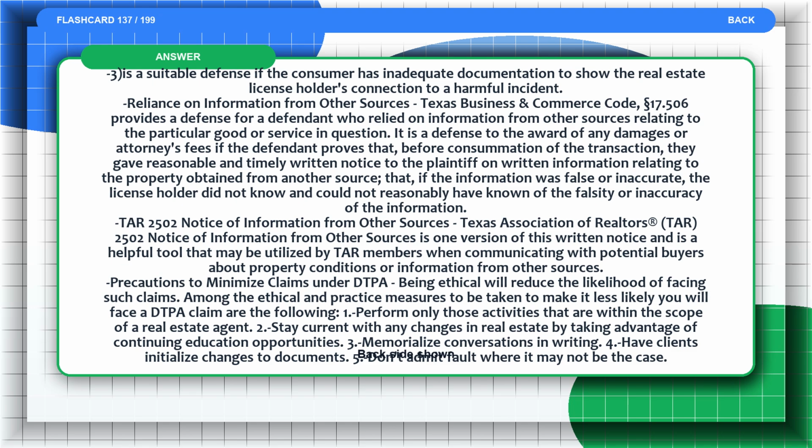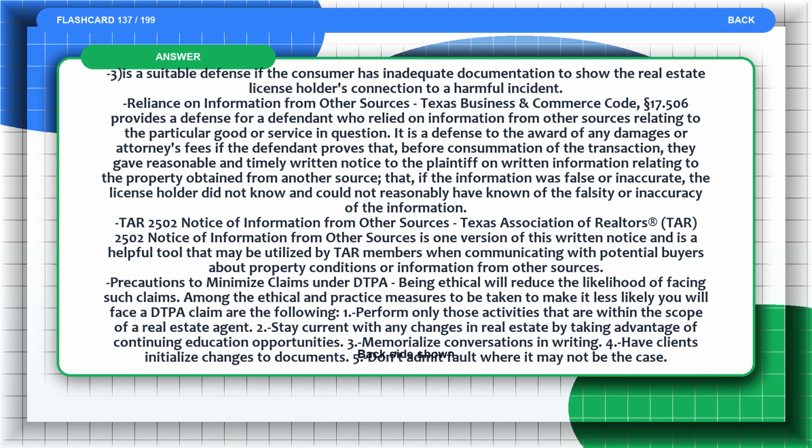Reliance on information from other sources. Texas Business and Commerce Code, Section 17.506 provides a defense for a defendant who relied on information from other sources relating to the particular good or service in question. It is a defense to the award of any damages or attorney's fees if the defendant proves that, before consummation of the transaction, they gave reasonable and timely written notice to the plaintiff on written information relating to the property obtained from another source, that, if the information was false or inaccurate, the license holder did not know and could not reasonably have known of the falsity or inaccuracy of the information.